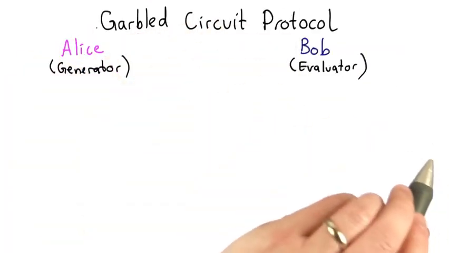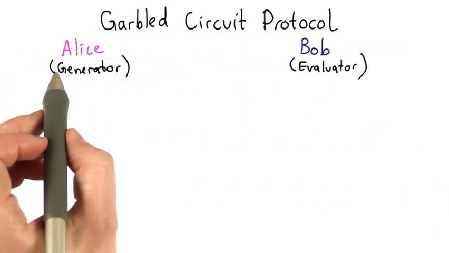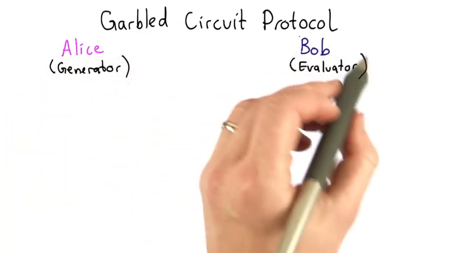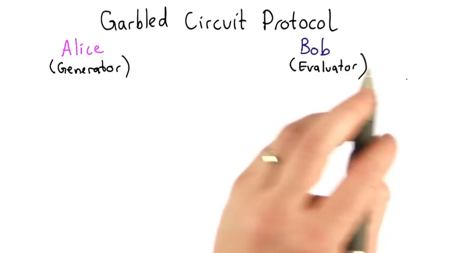So here's how this works as a protocol. We have two participants. We'll call Alice the generator. That means she's going to make the circuit. And Bob the evaluator. That means he's going to evaluate the circuit.